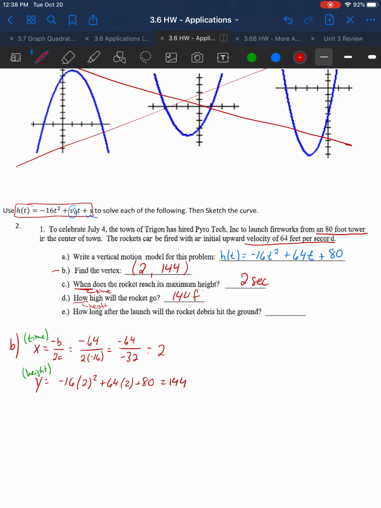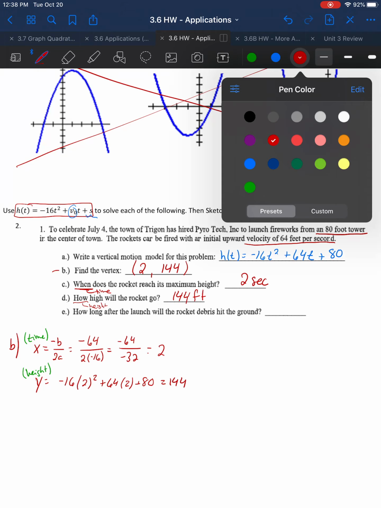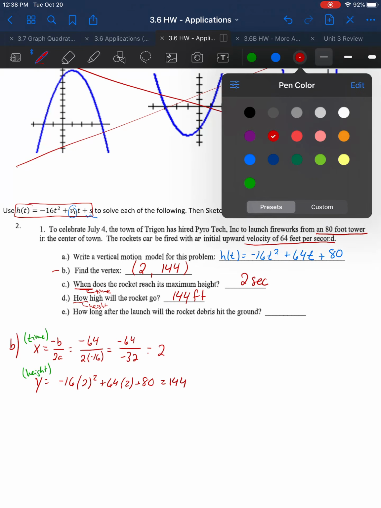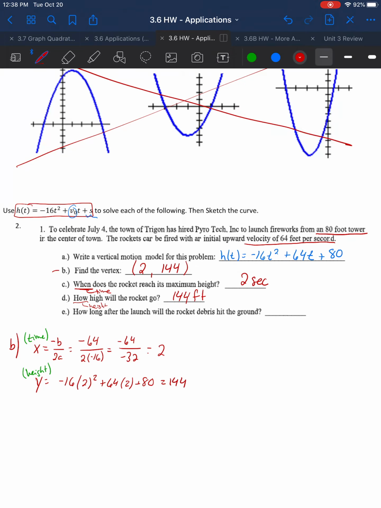So now on part C, when it says when does the rocket reach its max height, that is time. When did we find the max height? That was at 2 seconds. How high will it go? That's your height, which we found was 144 feet.